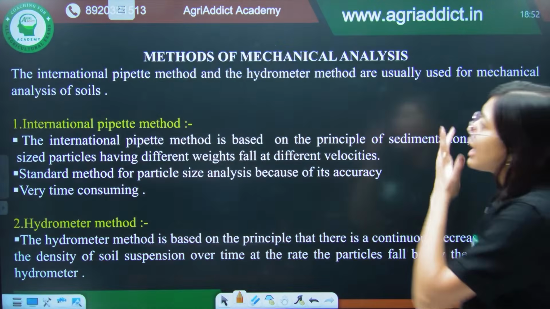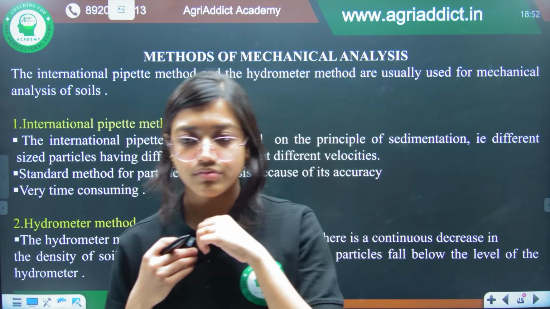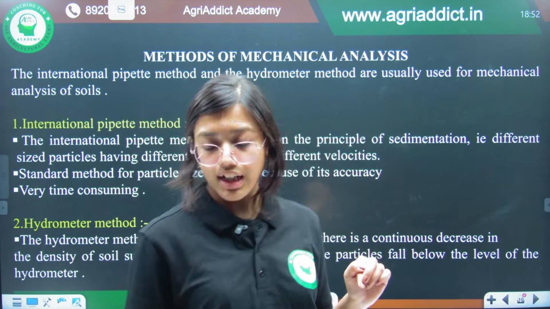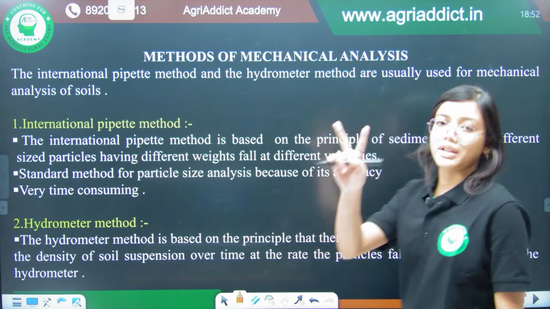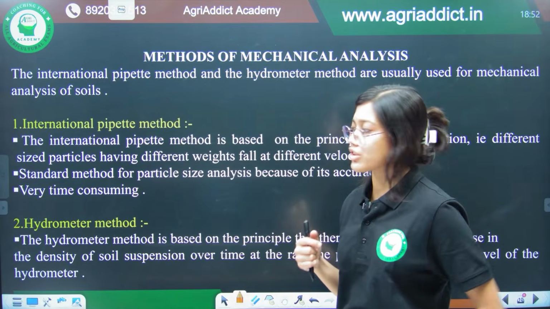Fine. Now, we will come to the methods of mechanical analysis of our soil. The first one is, we have two methods. One is the international pipette method and the other is the Bouyoucos hydrometer method.